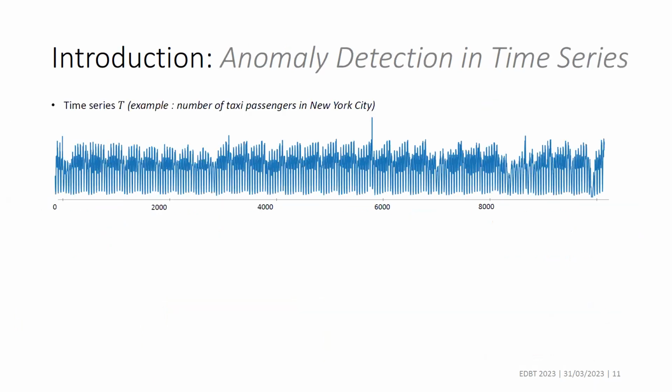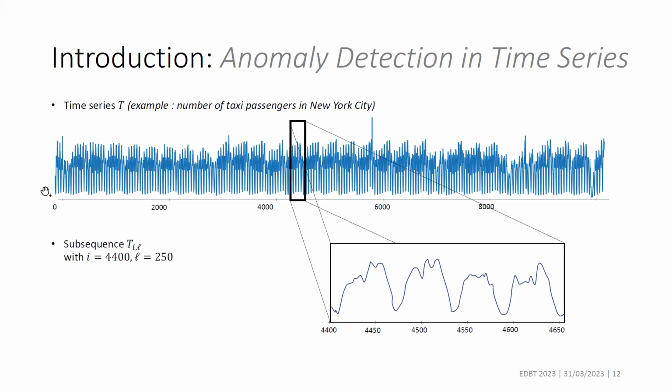Okay, so let's start very general. I talked about time series, but let's be sure that everybody knows what a time series is. A time series is a sequence of points ordered in time. It is something that evolves in time, one point after another, creating one time series. Here, this is the number of taxi passengers in New York City. I'm not exactly sure, but I think it's one point every half an hour.